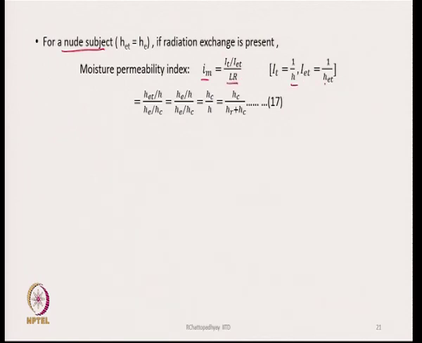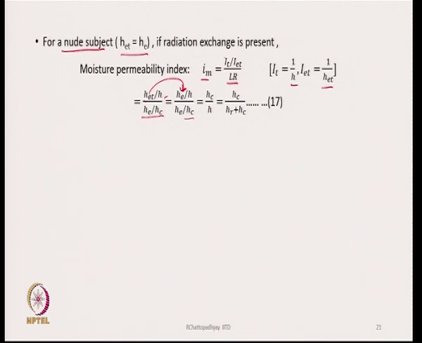I E T is 1 upon H E T, and I T is 1 upon H. What we can write now is that I E T and I T we replace by H, the heat transfer coefficients. Resistance values are replaced by heat transfer coefficient values, which is just the reciprocal. So, we can write the numerator as H E T by H, and the Lewis ratio is H E by H C, we know that. So, it becomes H E by H divided by H E by H C. So, H E T becomes H E, because they are the same for a nude person.